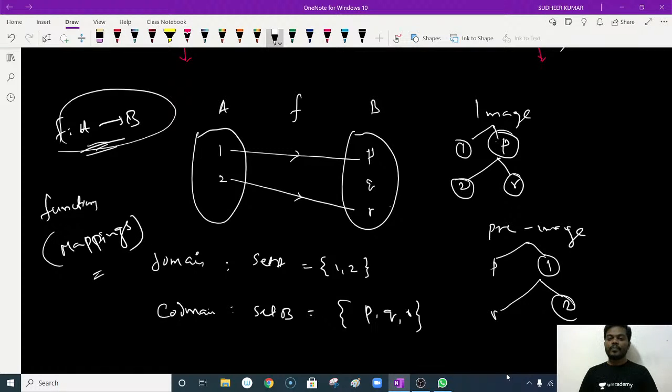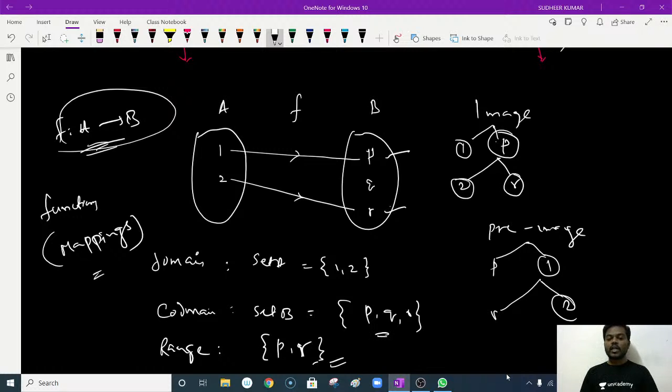Right? I hope it's clear. Now the definition of range: it is the set of images of elements of set A. Set A elements are 1, 2. Its images are P and R in set B. So {P, R} is called the range.